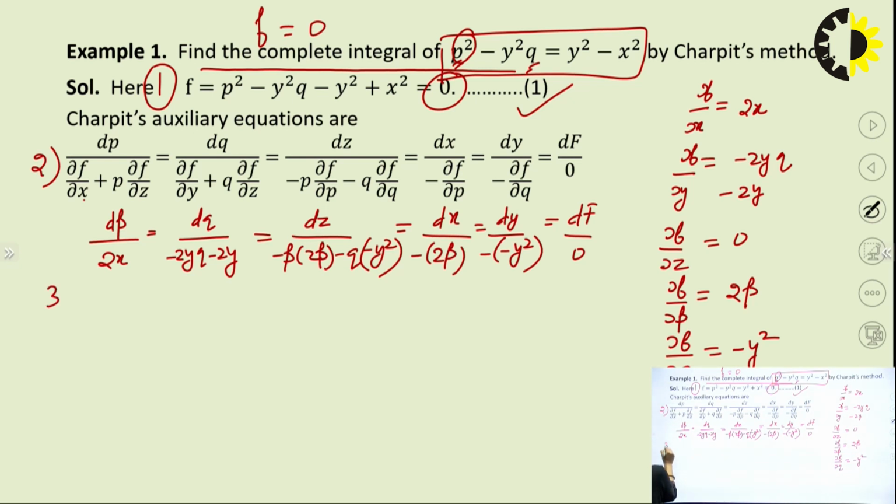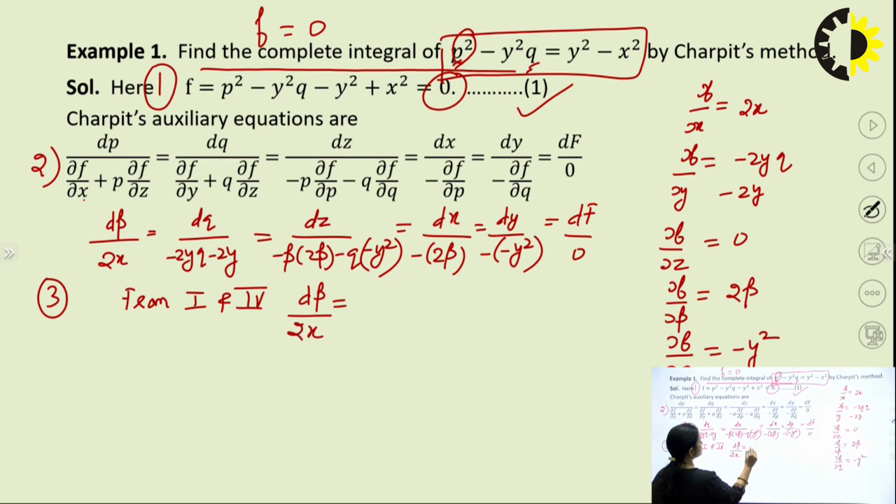Now come to the third step. What we have to do? We have to find a solution of this auxiliary equation, and we have to select a pair of fractions which can be solved easily by direct integration, but the resultant integral must contain p or q or both. So let us find the simplest fraction. From the first and fourth fraction, we have dp upon 2x is equal to dx upon minus 2p.